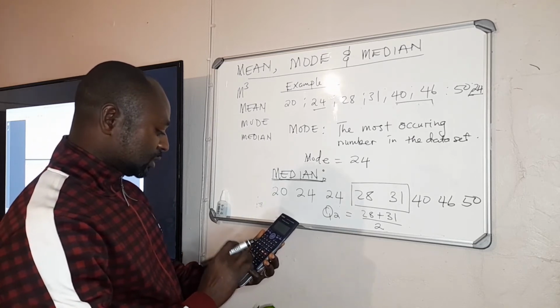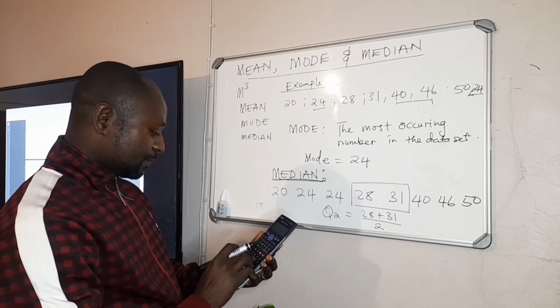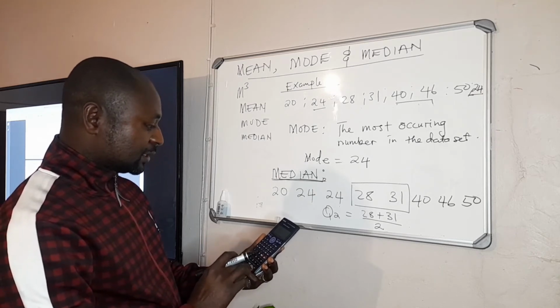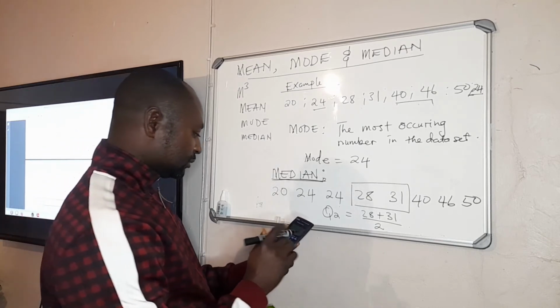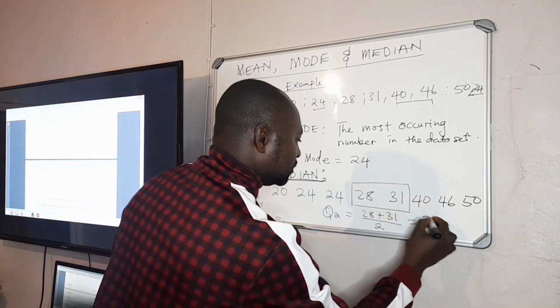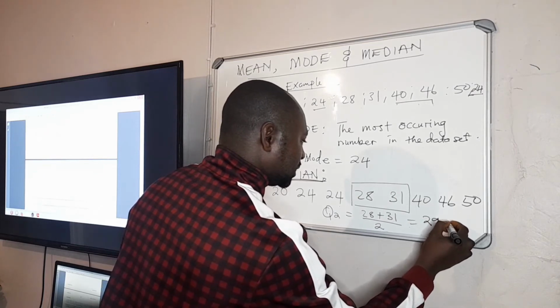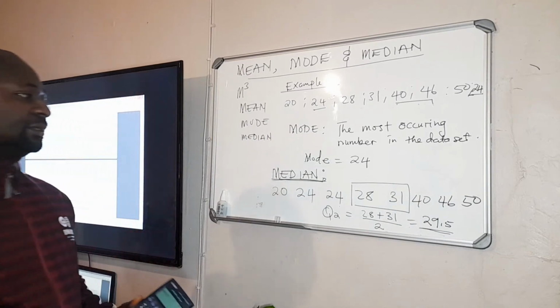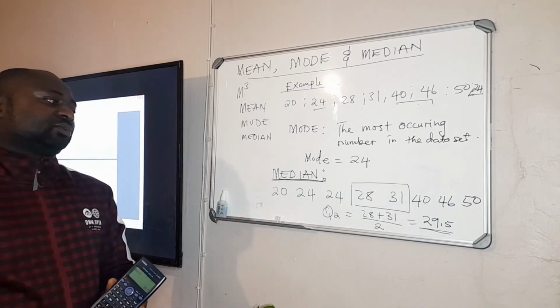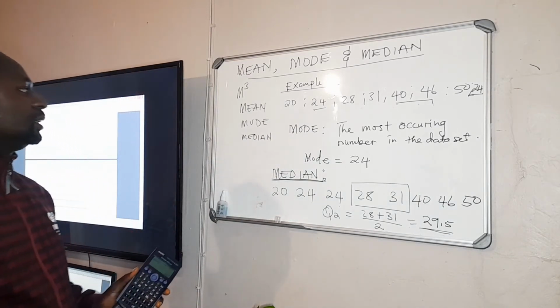So we have 28 plus 31. The answer is 59. You divide it by 2, and the answer is going to give you 29,5. So our median is 29,5. This is our median. I hope and trust you understand how to calculate the median.